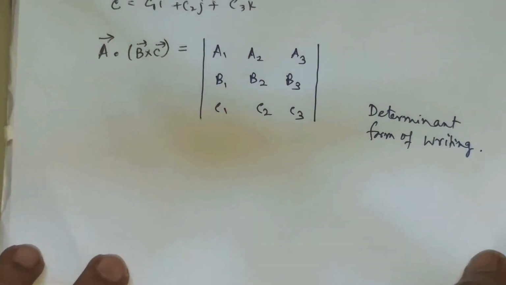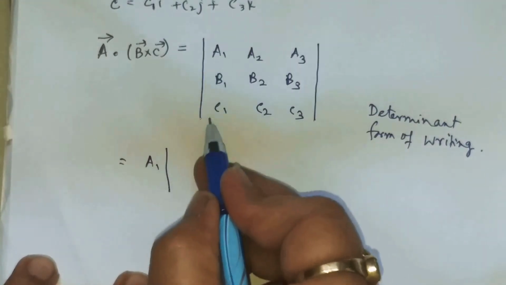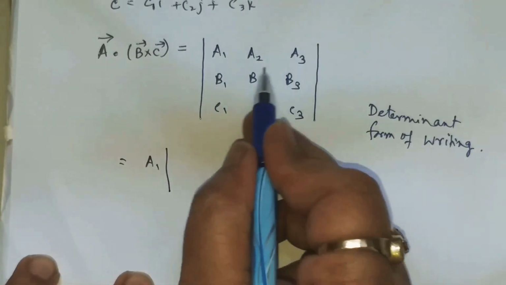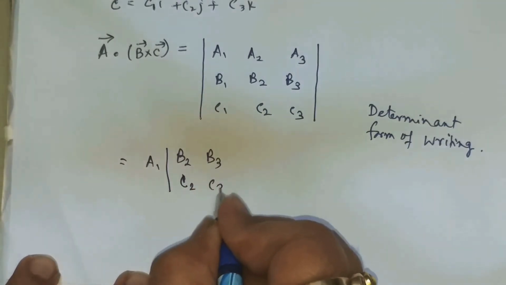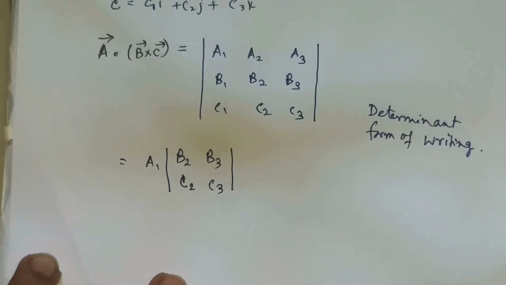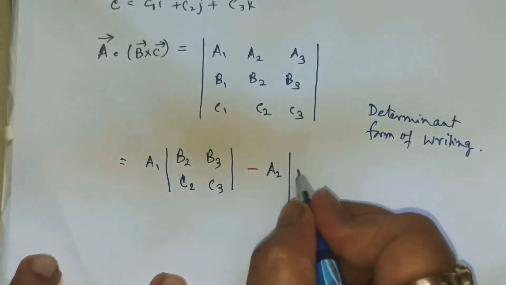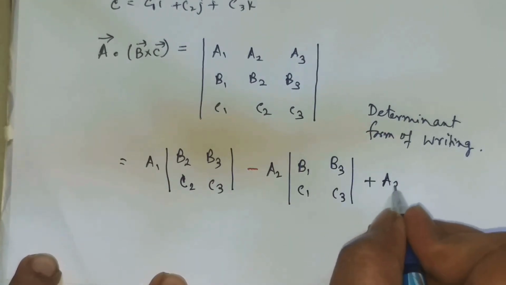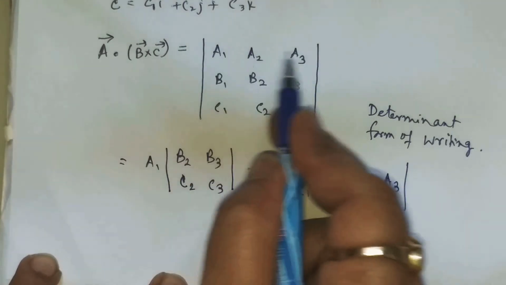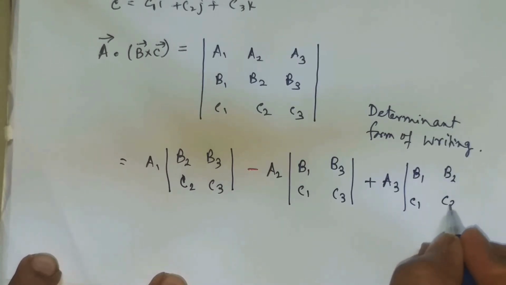Now it is very easy, no i, j, k terms. Pick up the first member, A1, then the row and column in which A1 is present, leave it and form a determinant with B2, C2, B3, C3. Again, when I pick up the second one, with a negative sign, we put A2. Then the row and column in which A2 is present, leave it and form this determinant. Again, pick up A3 and the row and column in which A3 is present, leave it. It will be equal to B1, C1, B2, C2.